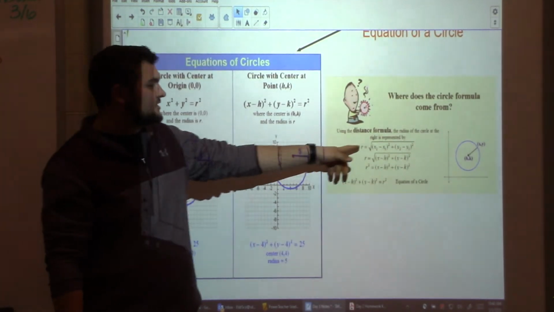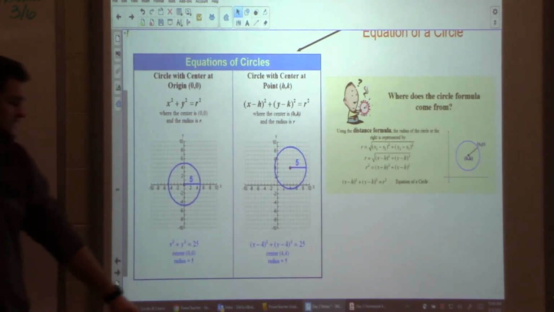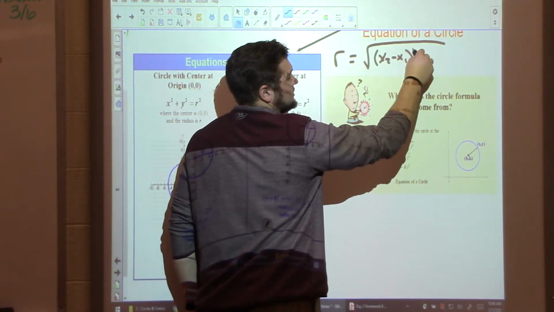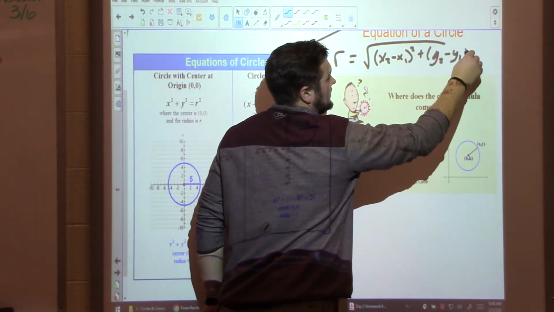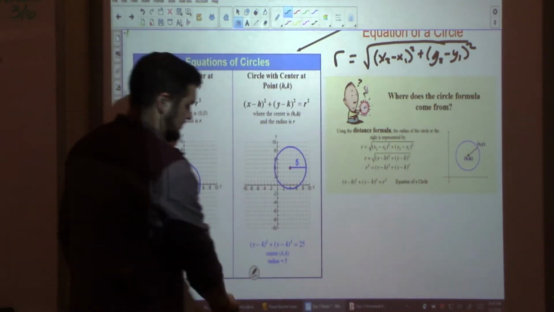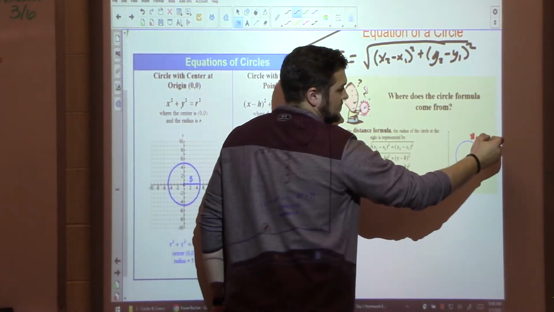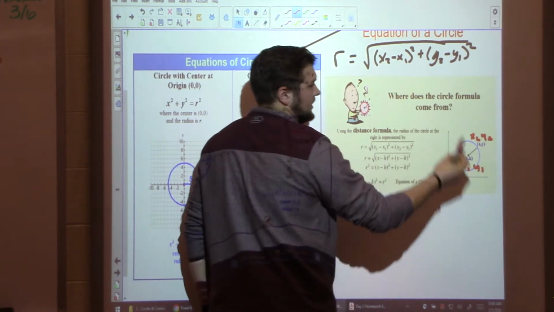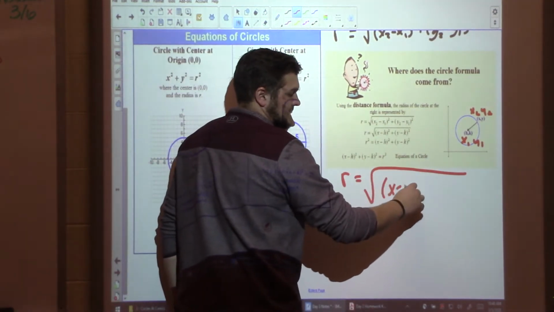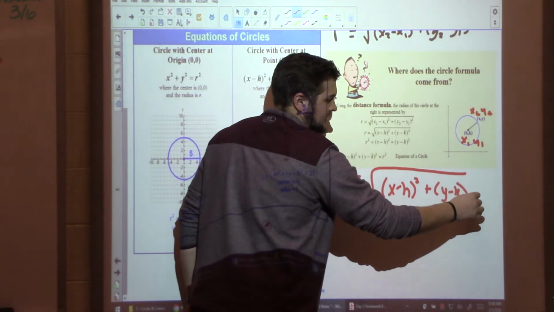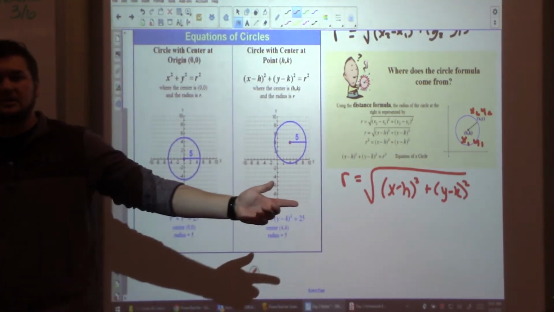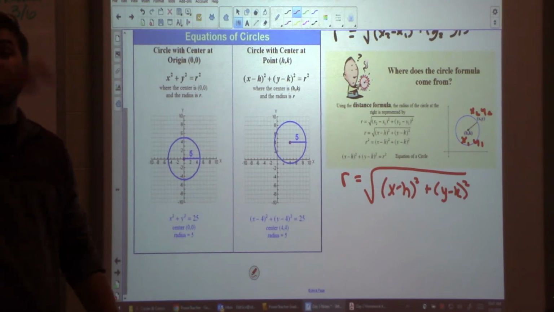So, where does it come from? It actually comes from the distance formula. If you look over there, our distance formula is, I'll write it bigger because you probably can't see it. R equals the square root of x2 minus x1 squared plus y2 minus y1 squared, right? We learned that on Monday. Do you remember that distance formula? Well, if I plug in x and y as x2, y2, and h and k as x1, y1, it becomes the radius equals the square root of x minus h squared plus y minus k squared. Well, and then if I just square both sides, it becomes my equation of a circle. Right? So our equation of a circle comes right from the distance formula.